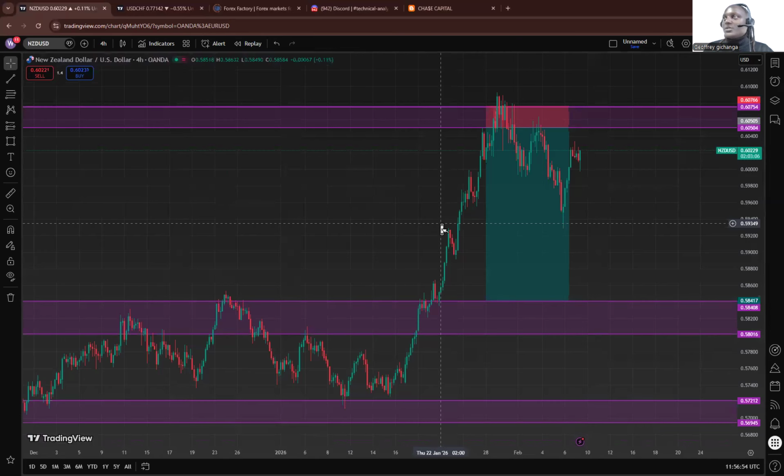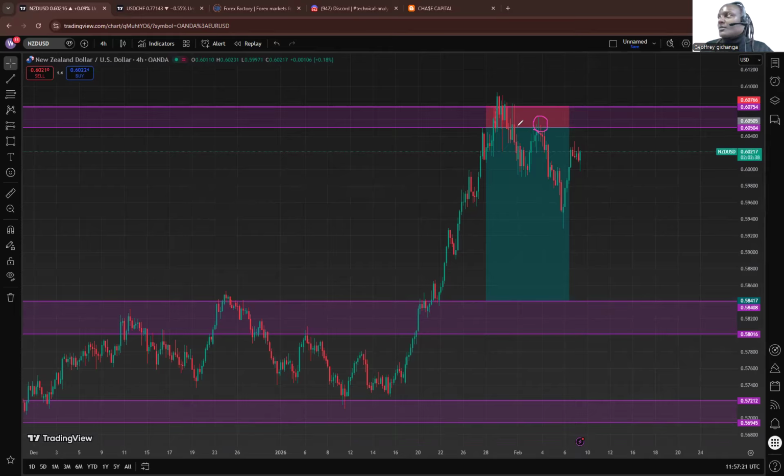So there is NZD/USD. Remember, we were looking at price. This was our setup right here. We had price pushing to the downside. This was our setup from this level here, 0.6500.